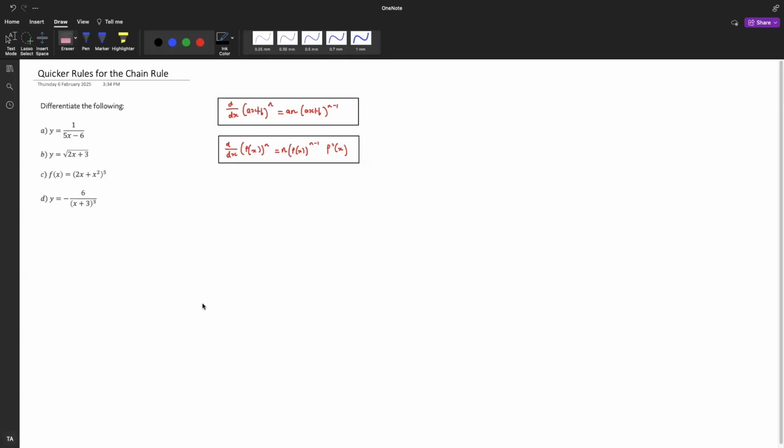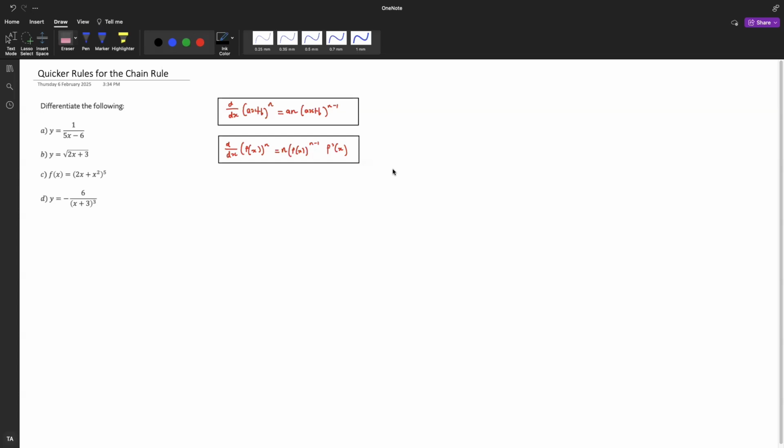So now that we've gone through the official formula for the chain rule, as with the other differentiation rules that we know, there's always a quicker and easier way to do it. And that's what we're going to go through now, and just build our efficiency with these more complex functions.